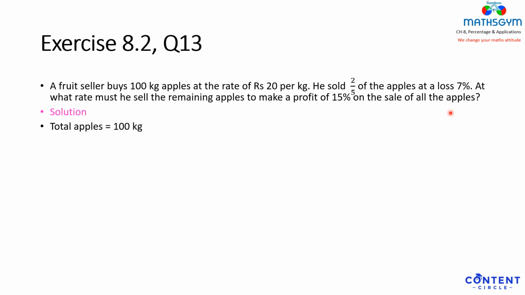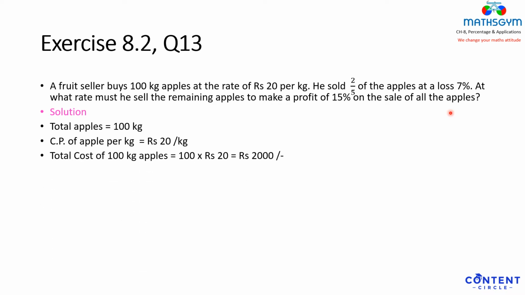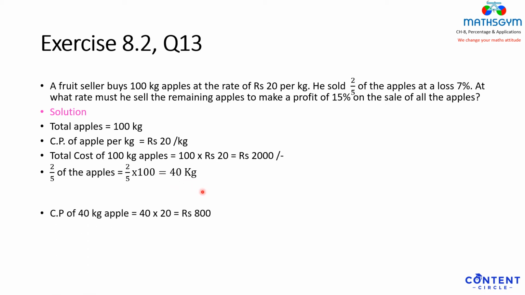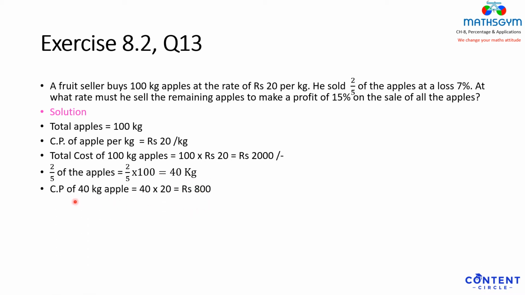What is given to us? Total apples 100 kg. Cost of apple per kg is 20. So the cost of the total 100 kg apples which the fruit seller has paid is 100 into 20, which is 2000 rupees. 2/5 of the apple is sold. So 2/5 of the apple, how much is it going to be? It's going to be 2/5 of 100 kg, which is 40 kg. Now we will find out the cost price of 40 kg, which is 40 into 20, which is 800. So finally rupees 800 is the cost price.